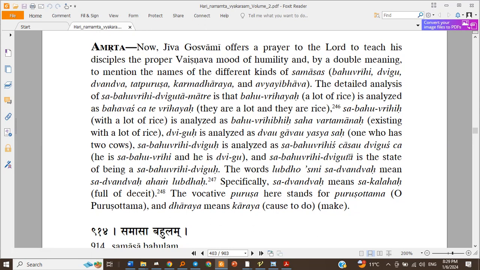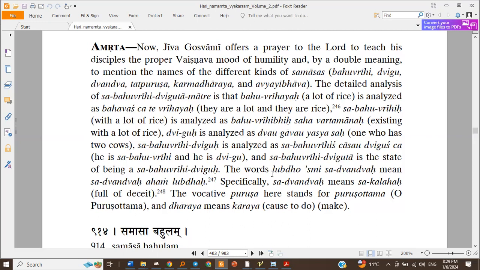Sundaratva or sundarata, krishnatva or krishnata, mahatva or mahatta, bhagavatva or bhagavatta. You see, same meanings, tva and ta.